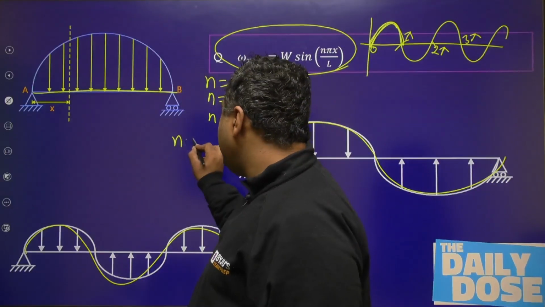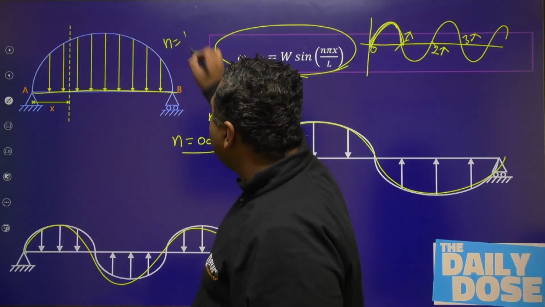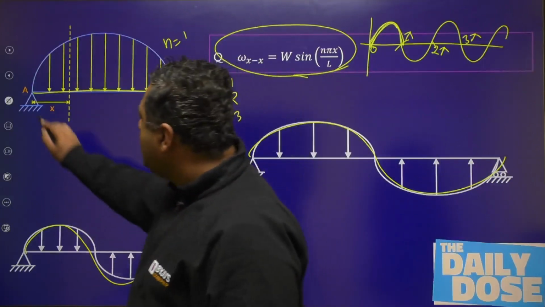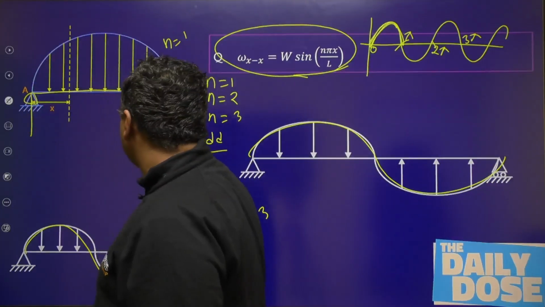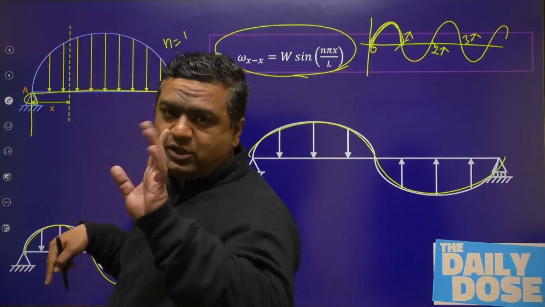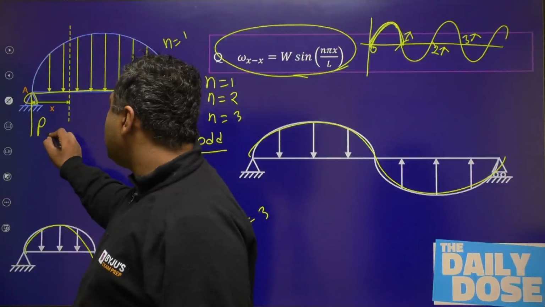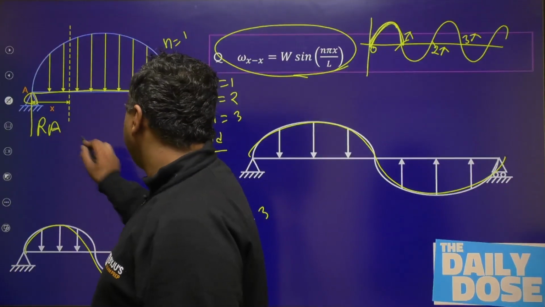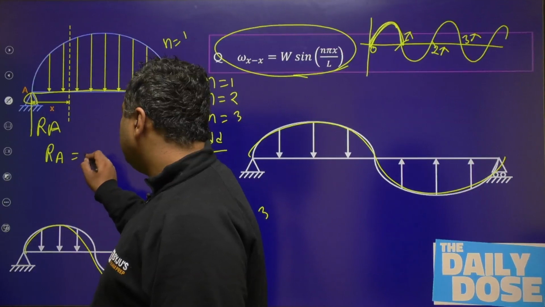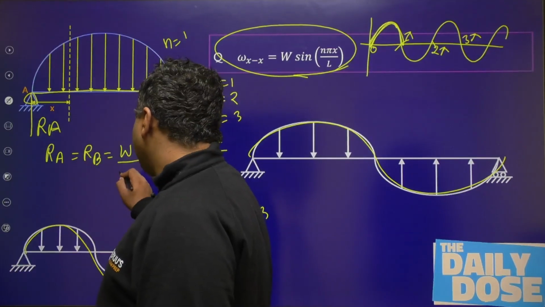If you find n to be odd, like here you have n equals 1, here you have n equals 3, then for such cases, you just make the support reactions both in the same direction, because loading is downward, reaction would be upward. By symmetry, they are going to be equal. So if this is RA and this is RB, you would write RA equals RB equals WL by nπ.